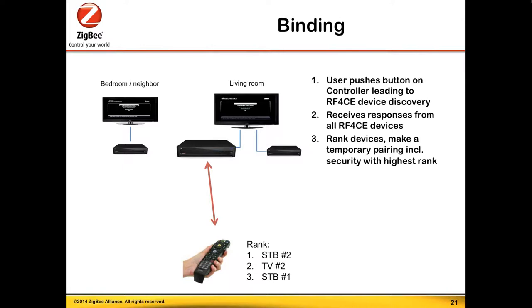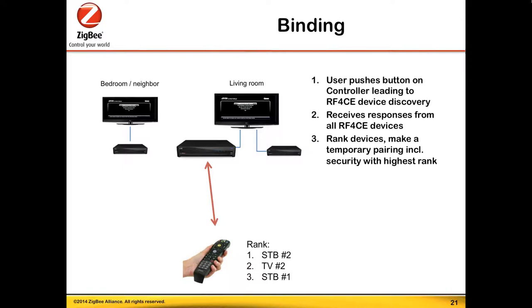Once the controller gets all these responses, it ranks them according to some algorithm. There are a few different ways it can do it. One is, for example, that a target already paired with the remote would not be considered high in the ranking. It can use signal strength. It can use profile IDs and manufacturer IDs. There's a lot of information exchanged in this request-response packet that enables the controller to make an intelligent decision on who it should pair with.